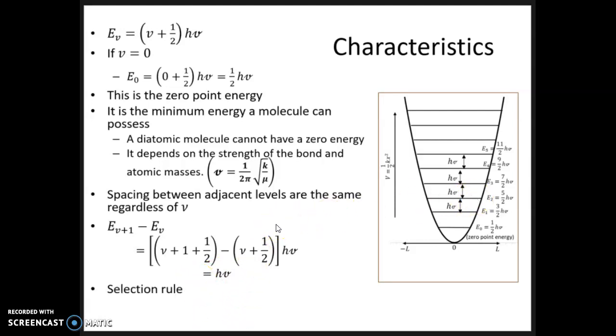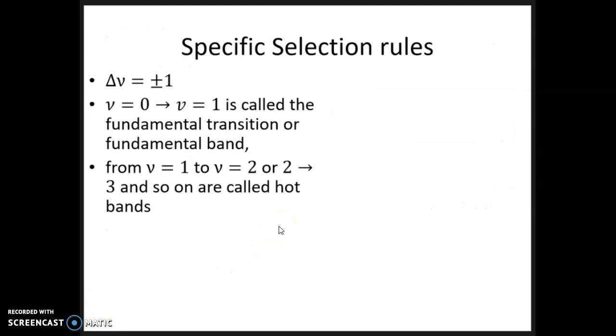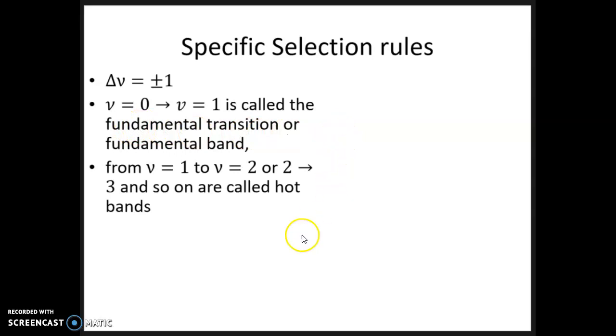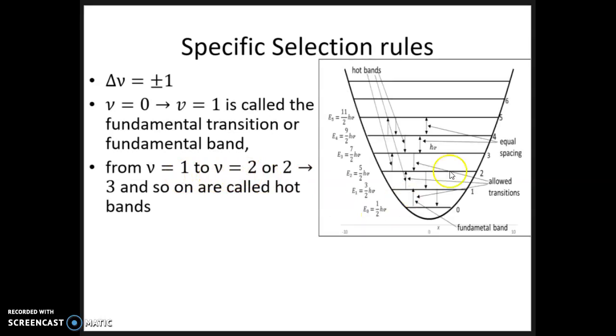From the harmonic oscillator, the specific selection rule for v is that v can only change by plus or minus 1. Remember, the specific selection rule is the selection rule for the quantum number that characterizes the energy level. So here, v can only change by plus or minus 1. It's convention to label the v equals 0 to v equals 1 transition the fundamental transition or the fundamental band, and then the 1 to 2 or higher ones are called the hot bands.